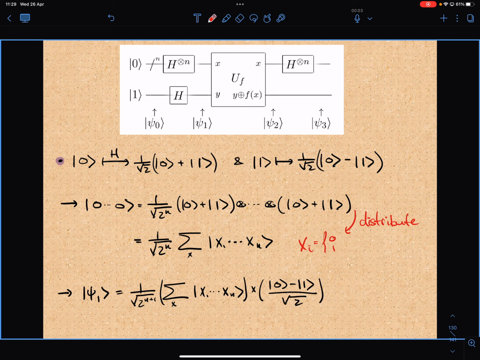Instead of measuring one at a time, once I create this state, I'm going to be able to measure all the possible inputs of the function at the same time. And this is what we're taking advantage of here: superposition of states. You can be in multiple states at the same time, so you can measure them all at the same time.